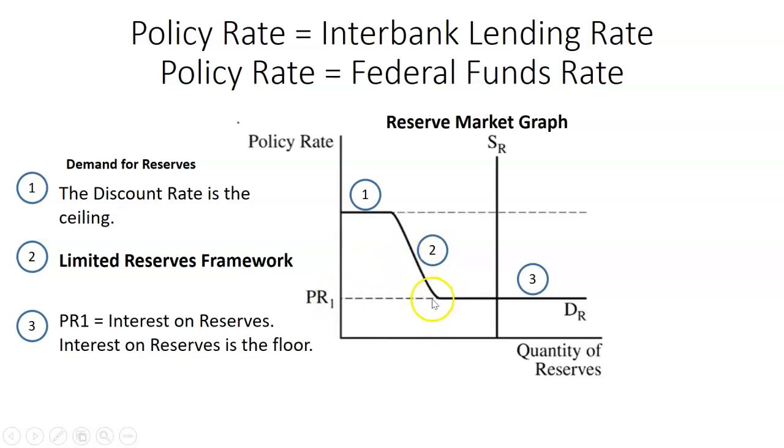This lower horizontal portion of the demand curve is known as the interest on reserves. If banks put money in the reserves at the Fed, they can earn interest on that. So this interest on reserves is the floor. It's a floor because commercial banks know no other bank will loan at a lower rate.